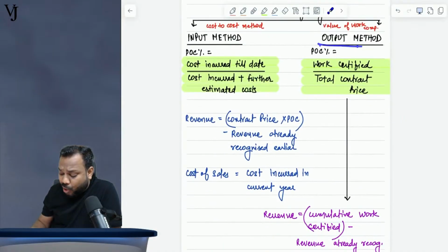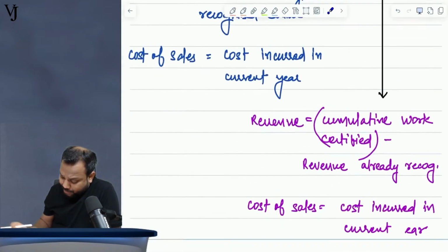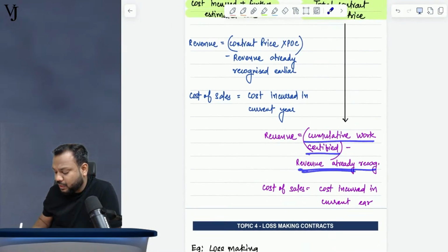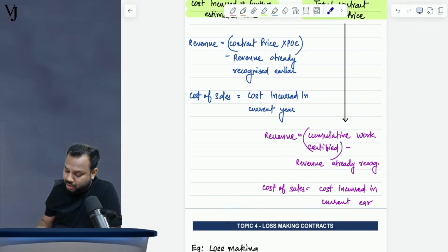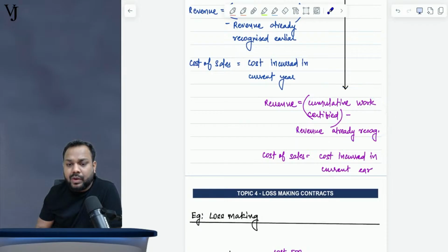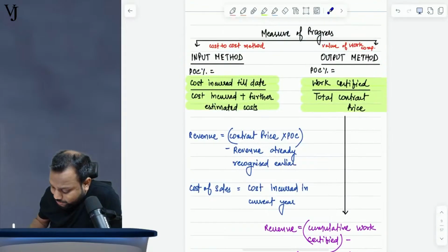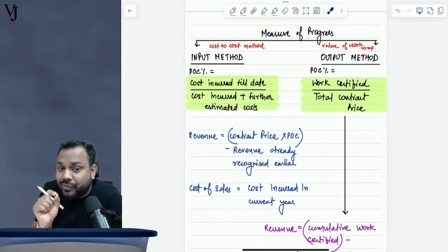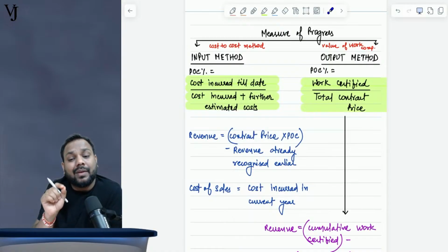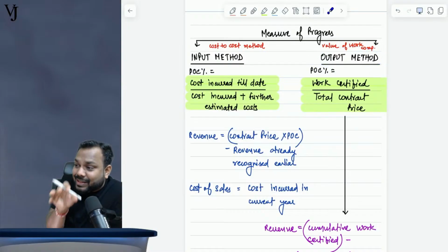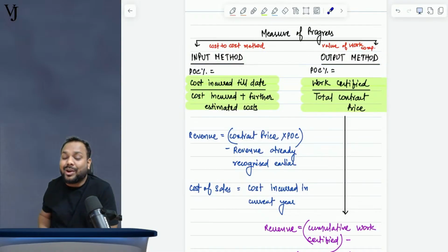Now, under the output method, how do we need to recognize revenue and cost of sales? Again, very simple. Cumulative work certified minus revenue already recognized is the amount of revenue that we have to recognize in the current year. Can I give you a hint? Under the output method, the work certified in the current year is the revenue for the current year.